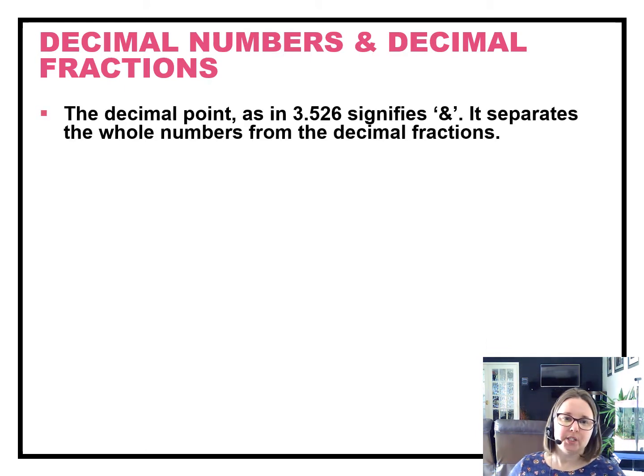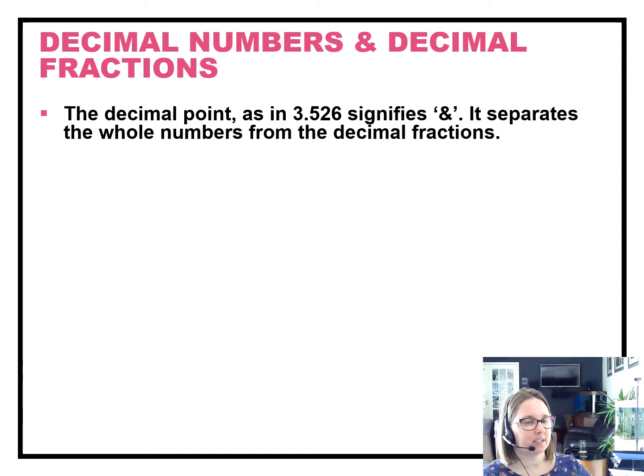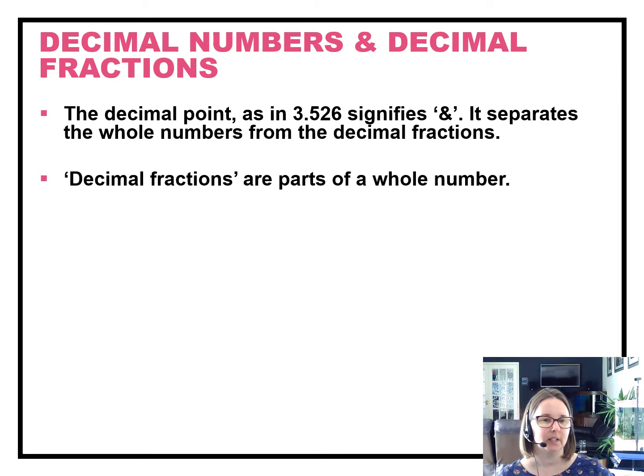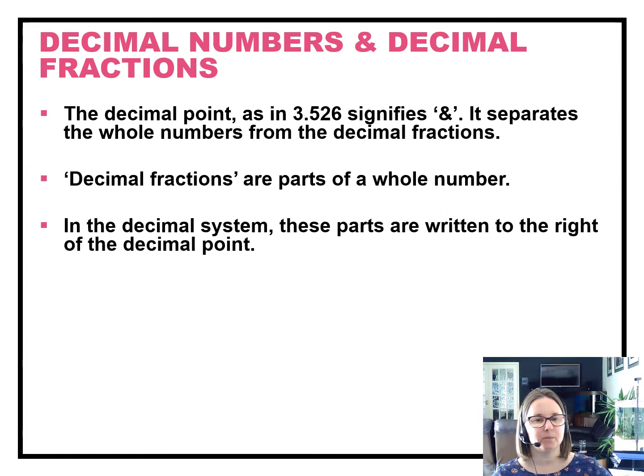The decimal point, as in our example here, 3.526, you can think of it as signifying an AND. So it separates the whole numbers from the decimal fractions. Decimal fractions are just parts of a whole number. And in the decimal system, as we just saw, these parts are written to the right of the decimal point.